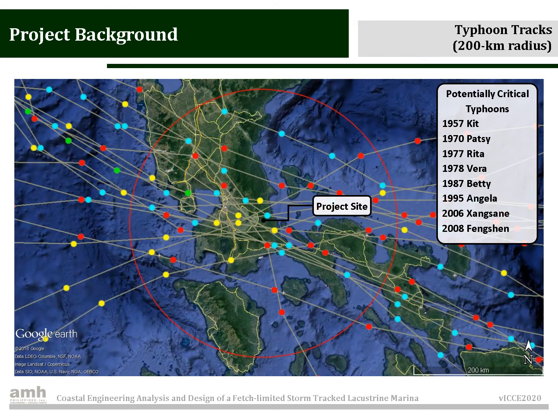You can see in this slide the various typhoons which tracked within a 200-kilometer radius of the project site from the 1950s and onwards, from Typhoon Kit, which occurred in 1957, until Typhoon Fengshen, which occurred in 2008. Selection of potentially critical typhoons was based on maximum sustained wind speed, minimum central pressure, and RMAX.